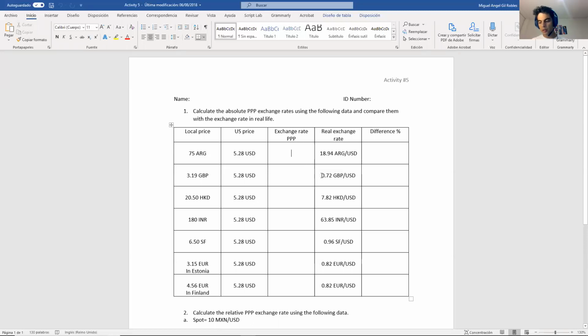So what should you do in here? Well, you only have to use the formula. The formula was home over foreign. So it will be 75 over 5.28. And that will be 14.2045. Okay. So that is it, and I forgot something very important. What is this? This is Argentinian pesos over dollars. Why is it like that? Why Argentina on top? Well, because you divided 75 over 5. So Argentina on top and dollars at the bottom.